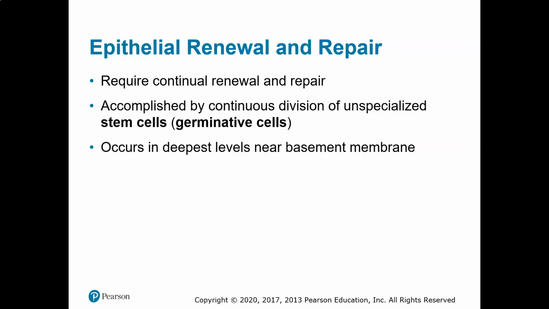Epithelial tissue is able to regenerate, to renew and repair. This occurs because epithelial tissue contains its own stem cells or germinative cells. And the continuous division of stem cells occurs in the deepest levels near the basement membrane. So the continuous division we're talking about here is mitosis.